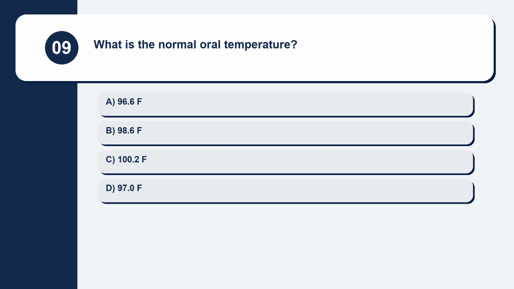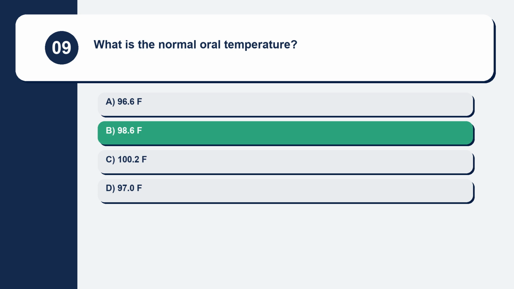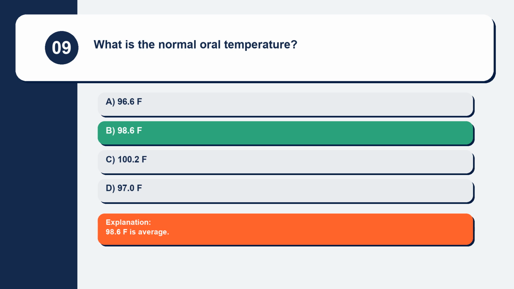Question 9. What is the normal oral temperature? 96.6 F, 98.6 F, 100.2 F, or 97.0 F. 98.6 F is average.